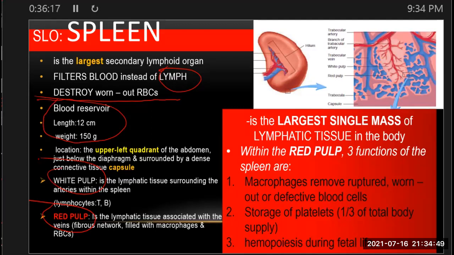The white pulp is a part of the immune system and performs the same function as lymph nodes, but instead of surveying lymph, the white pulp surveys blood for microbial antigens, while the red pulp is associated with the veins. It's a fibrous network filled with macrophages and RBCs. So again, FYI, the spleen is the largest single mass of lymphatic tissue in the body. And within the red pulp, three functions of the spleen are found: macrophages remove ruptured, worn out, defective erythrocytes, platelet storage, and hemopoiesis.